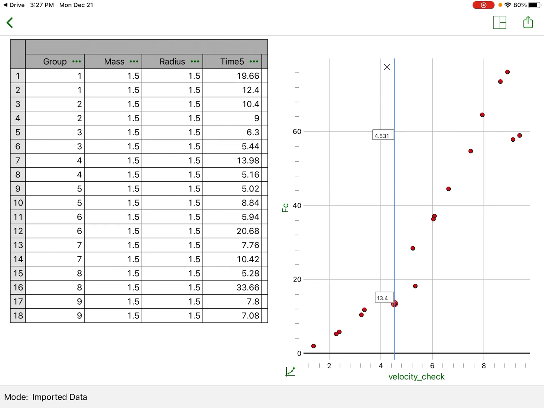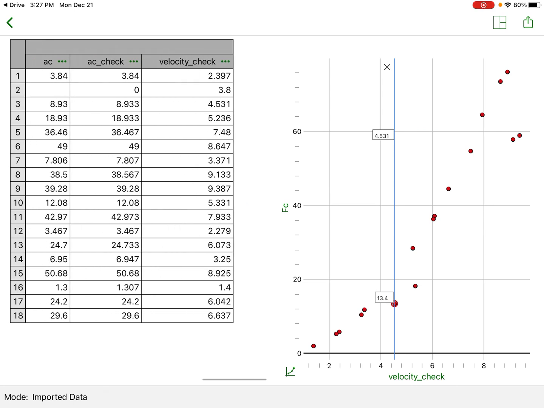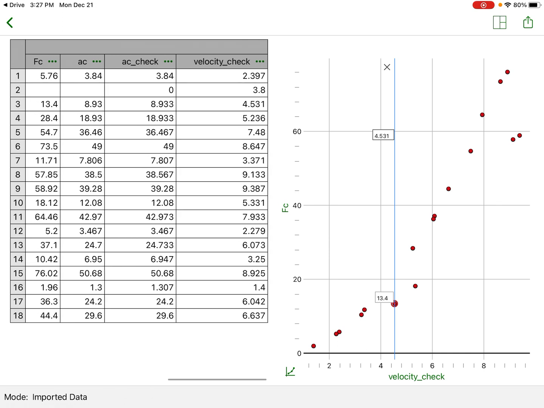And here's a data point, 13.4, that I'd like to get rid of. And oops. I still can't get that to work. All right, well, I'm going to move on.